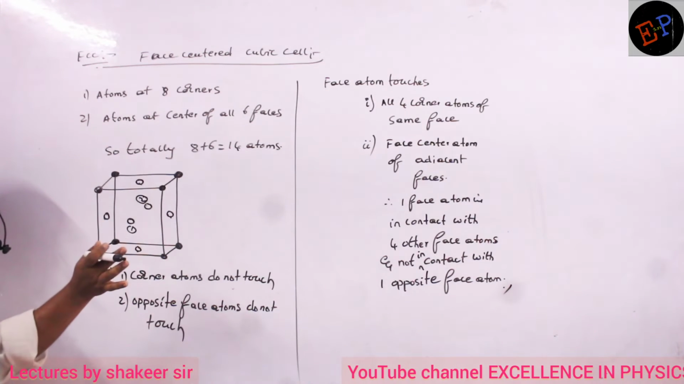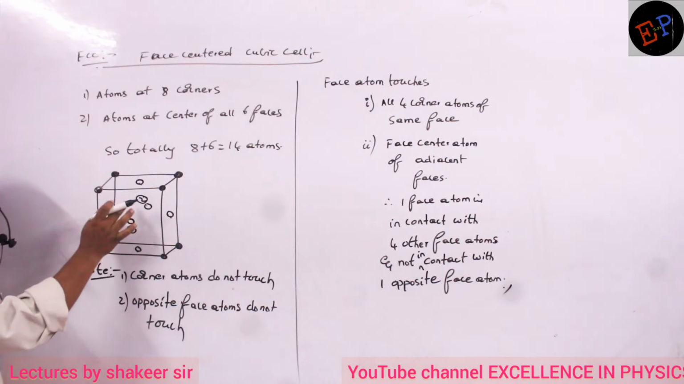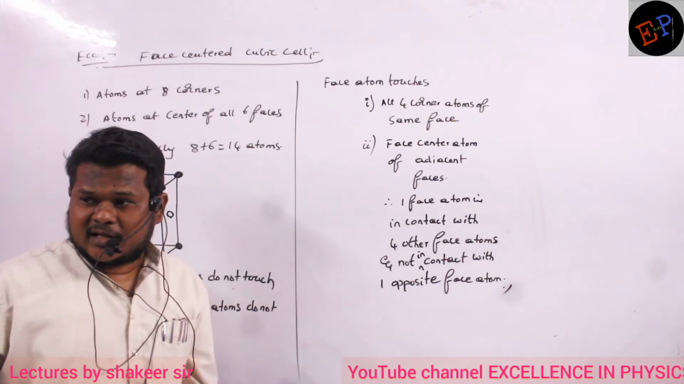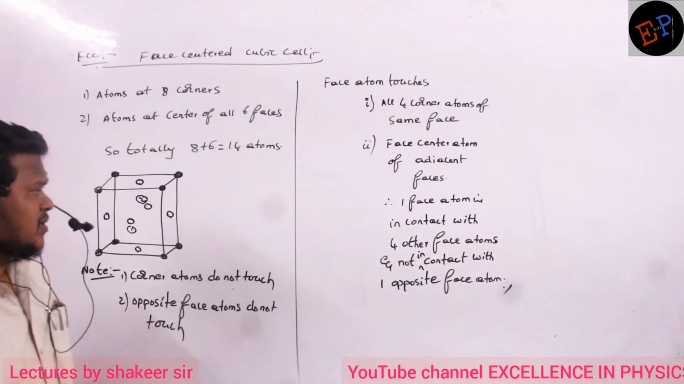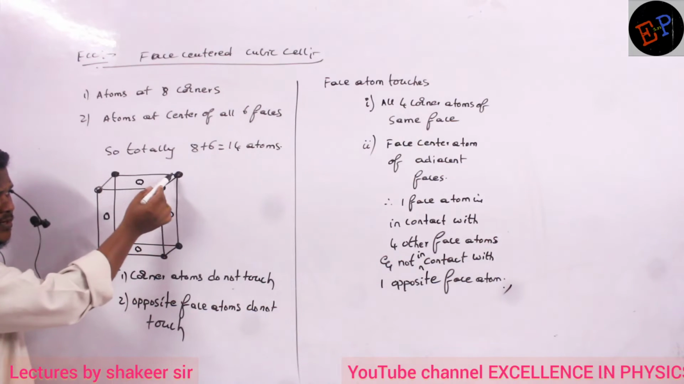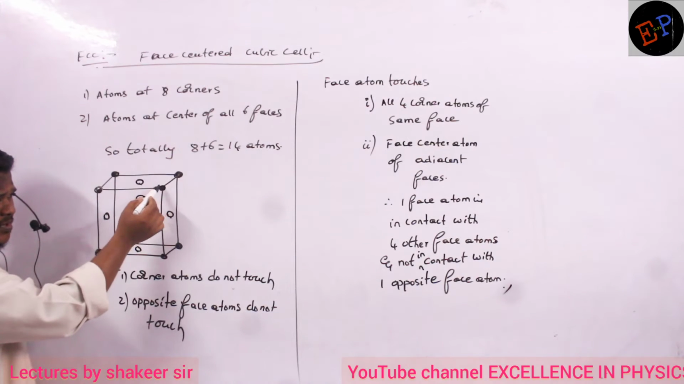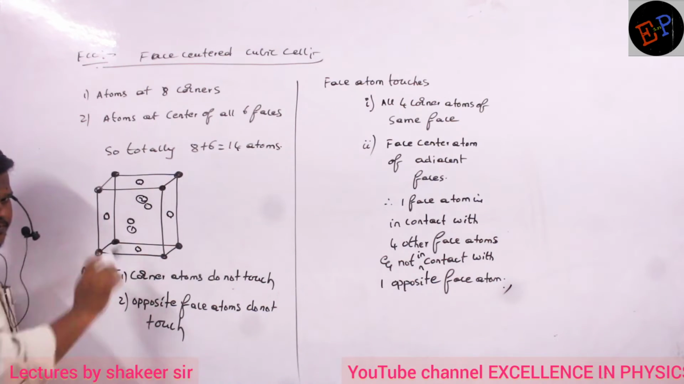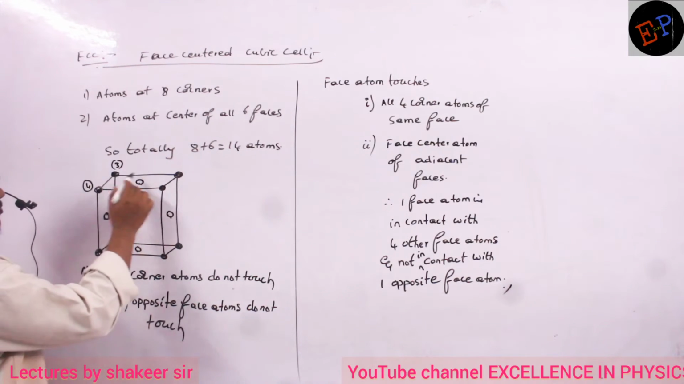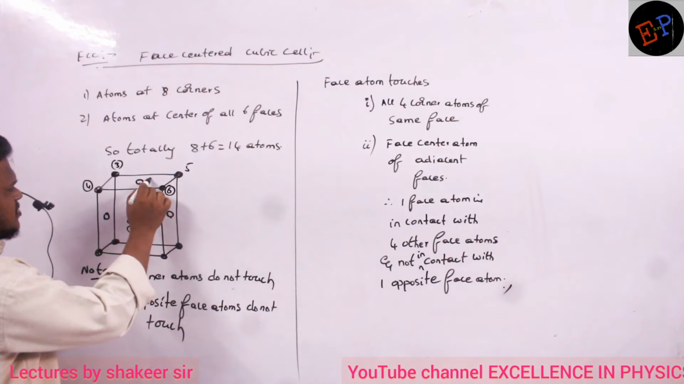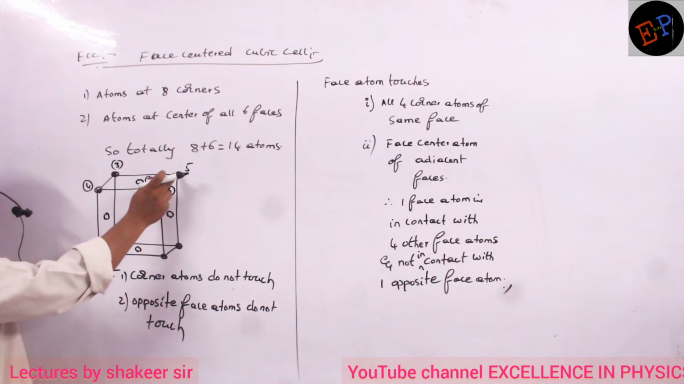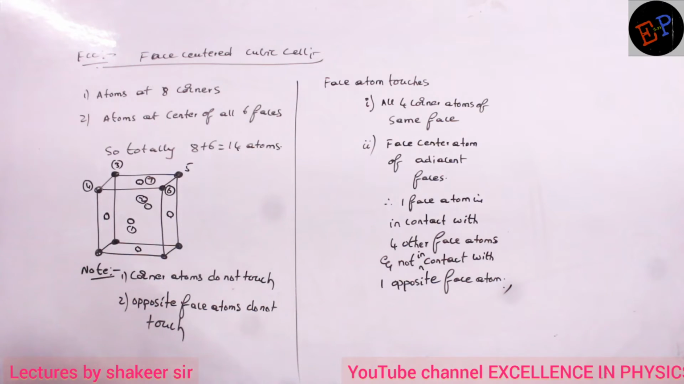So 1 is present on the outside face. 2 is present on the inside face. So they never touch with each other. Okay? Then which are the atoms which touch with each other? For example, if you take this atom, the one face atom, this is in contact with all the 4 corner atoms which are present on the same face. Okay? So 3, 4, 5, 6, 7. 7 is in contact with 3 also, 4 also, 6 also, 5 also. Are you able to understand?